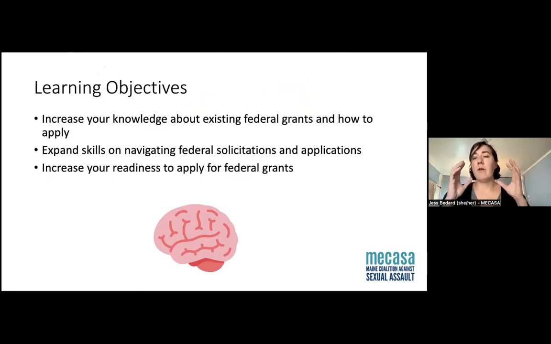We'll be focused on what the landscape of federal grants is, and then go through some of the components of federal grants and offer some tips. I do not expect that anyone who doesn't already have experience, maybe even extensive experience with federal grants, is going to walk away today feeling totally ready to take this on with no questions or reservations. But our hope is that this moves you a little closer to getting the knowledge, skills, and confidence to be able to pursue federal grants for your programs.